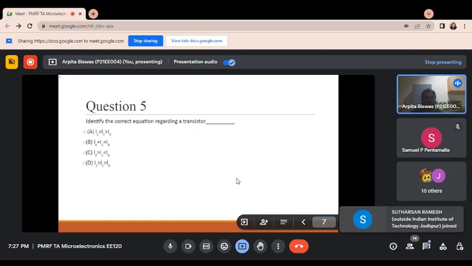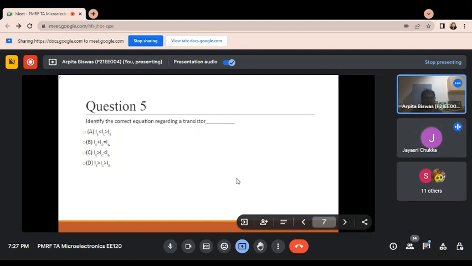Can anyone explain a little bit about it? What do you know about the emitter current, collector current or base current? Ma'am, the emitter is heavily doped, so more current will pass. The collector is lightly doped, and the base is moderately doped, but its layer is thin, so its current is small compared to IC and IE. Which one is lightly doped and which one is moderately doped?